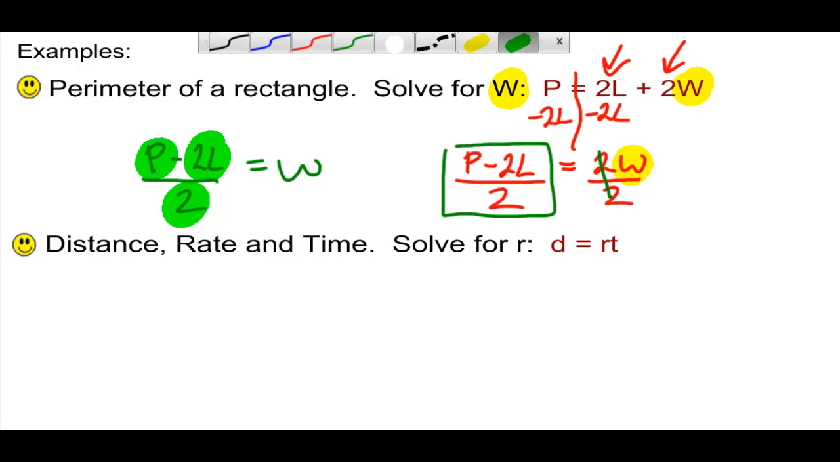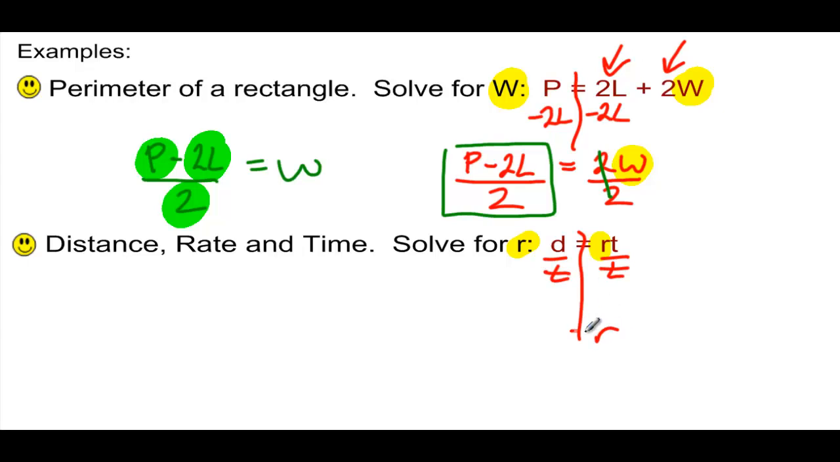Another great example down here is distance equals rate times time. So D equals R times T. Let's solve for R. So R is right there, so I want to get R by itself. The T is in the way, so I'm going to divide by T, undo the multiplication, and there you go. R is equal to D divided by T.